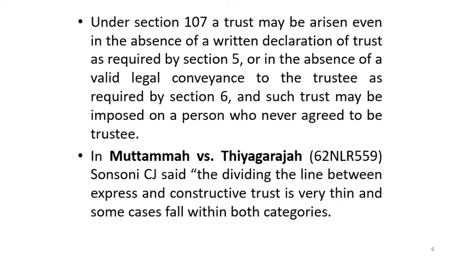Therefore, here we say that under section 107, a trust may arise even in the absence of a written declaration of trust. There is no deed of trust, as required in terms of section 5. In the absence of a valid conveyance to the trustee as required by section 6, such trust may be imposed on a person who never agreed to be a trustee. All these things are absent, but still the court has the power to declare that there is a trust in relation to the charitable trust, not anything else.